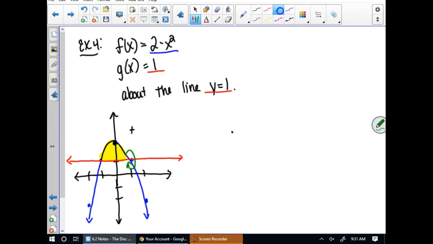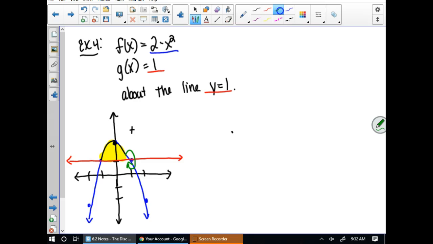So this problem is going to be a little bit different because we are not rotating around the x-axis. We're rotating around y equals 1. So we're going to have to adjust what we've been doing just a little bit so that it will rotate around the line y equals 1 instead of the x-axis.